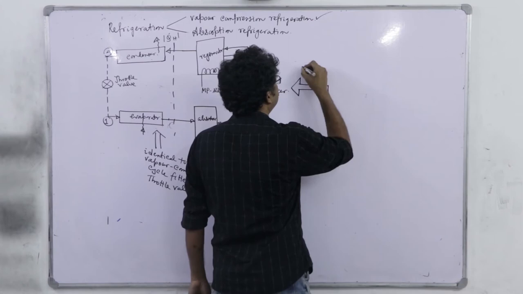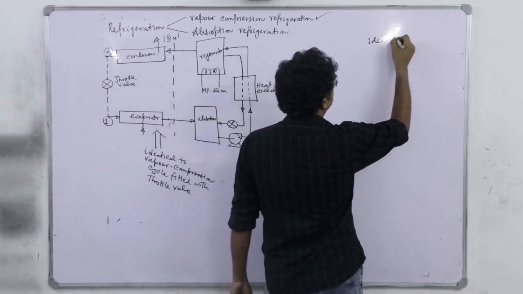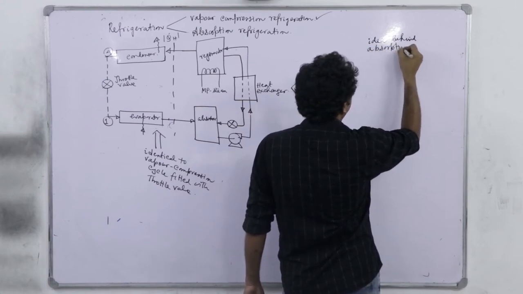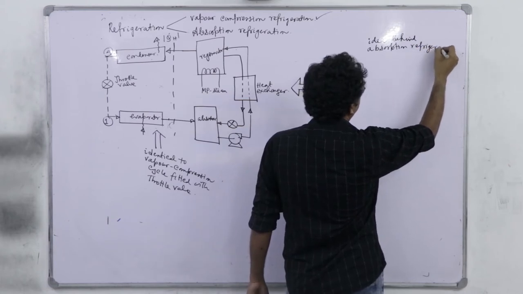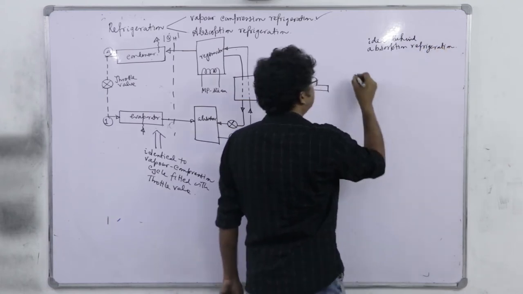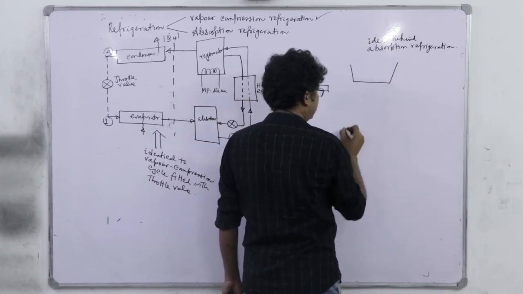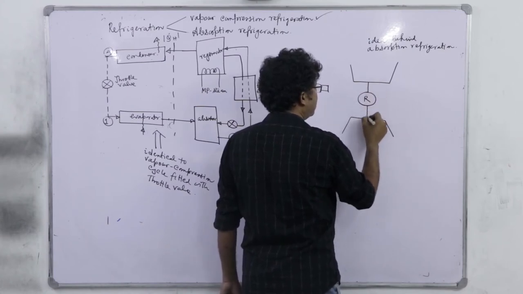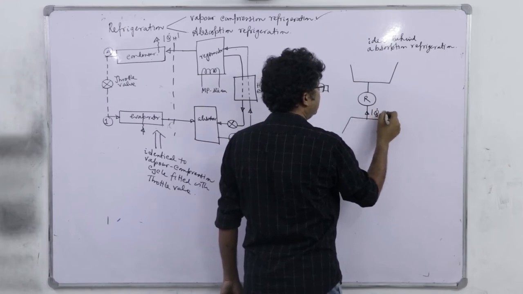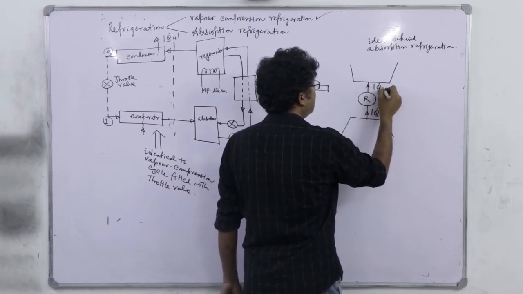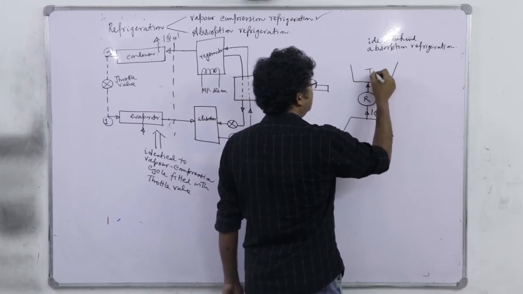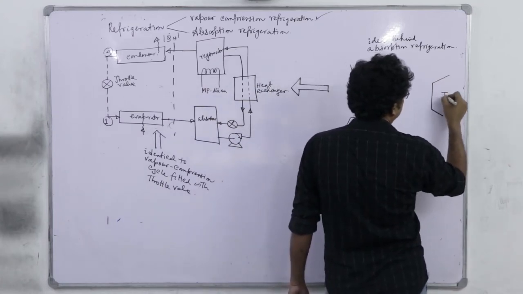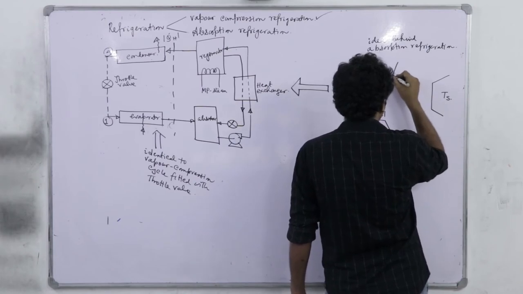To the idea behind absorption refrigeration. So you see, actually we are operating a refrigerator. It's a schematic. So we have R. This is Q dot C. Then Q dot H, and this is say TH. Now we operate a heat engine between these two.